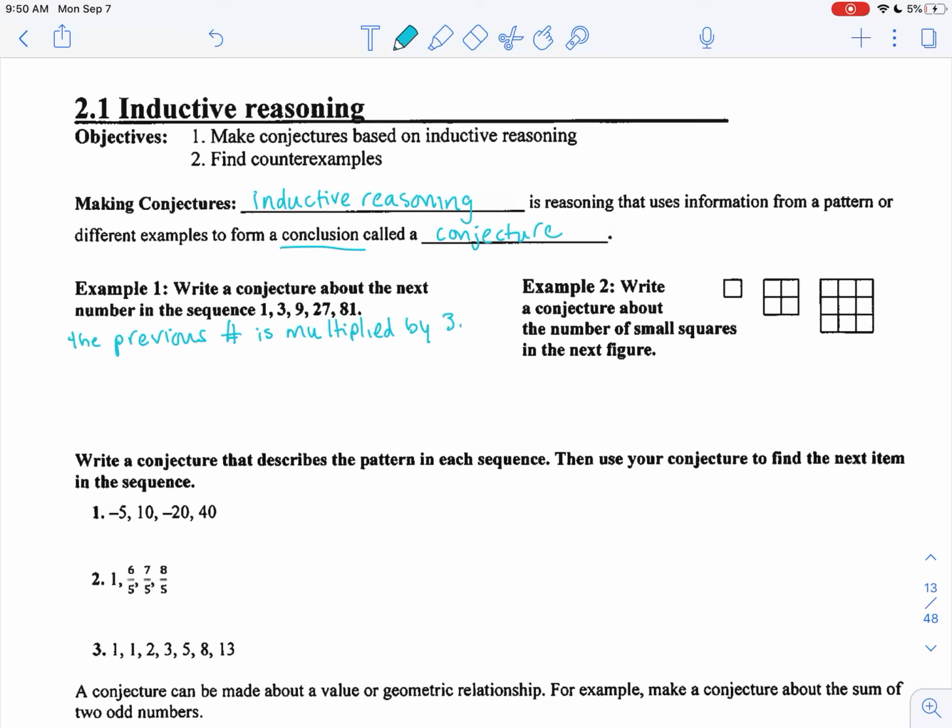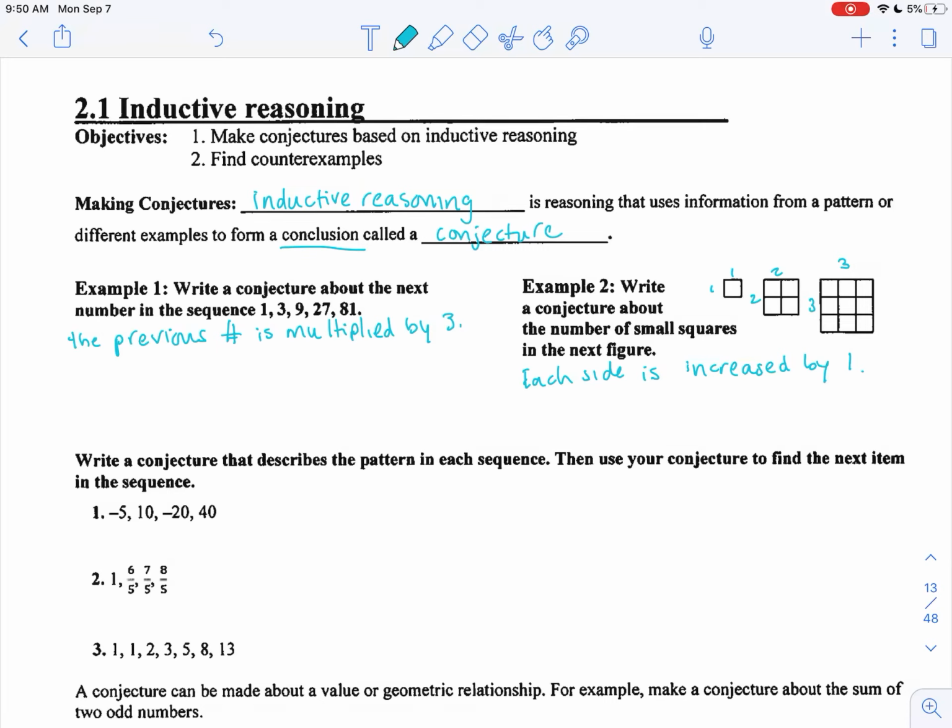In example 2, we have a series of square figures and they want to know, how do we get from the previous figure to the next figure? So I see that this is a 1 by 1 square, a 2 by 2, a 3 by 3. So it appears as though each side is increased by 1 to get from one to the next.